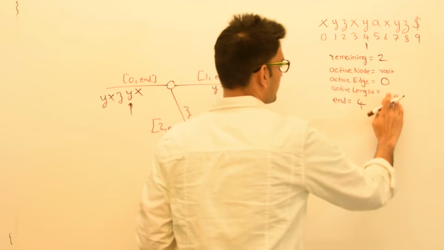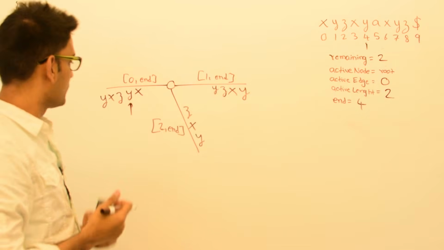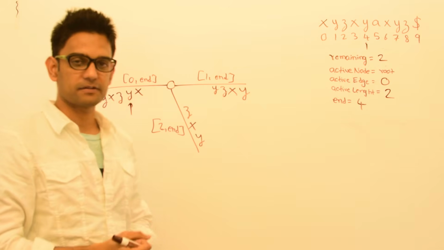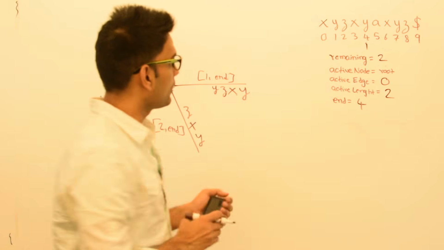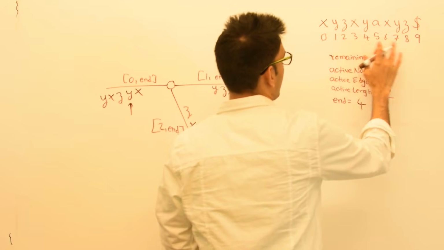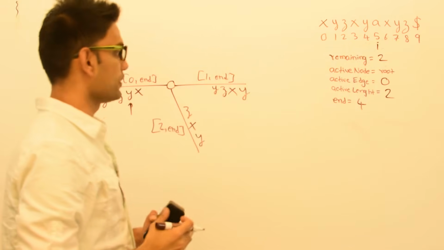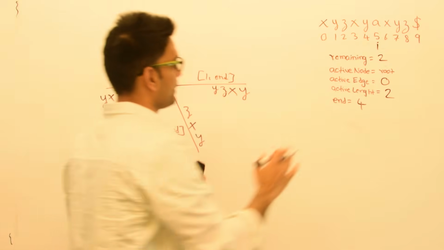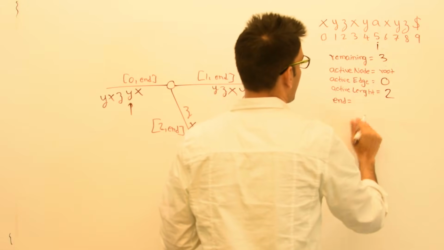So before we do that, let's increment this to 2. Rule 3 extension is a showstopper. So we do nothing, end this phase and start the next phase. So our i becomes 5. First thing we do is we increment our remaining by 1, so remaining becomes 3. End becomes 5.